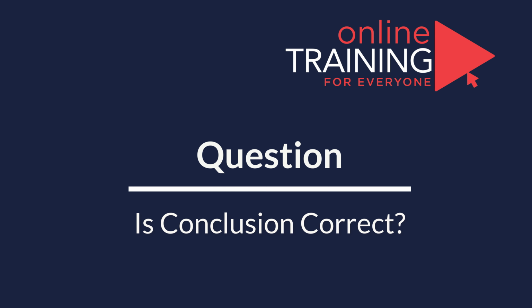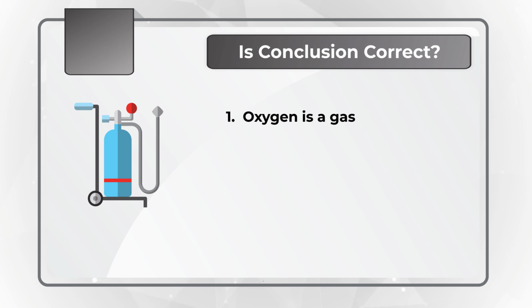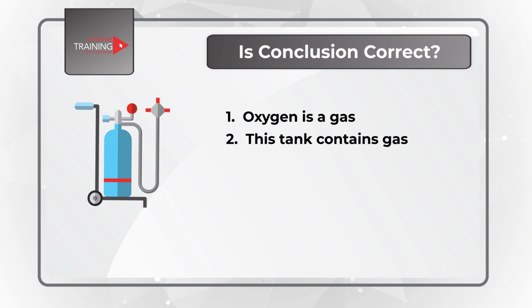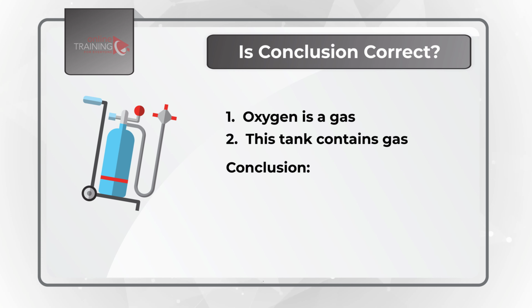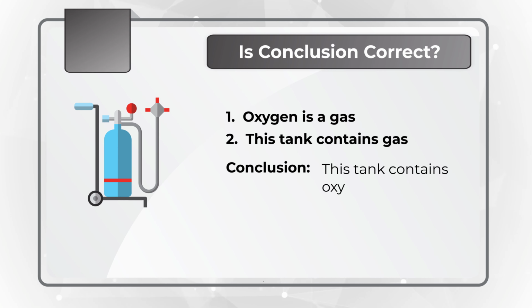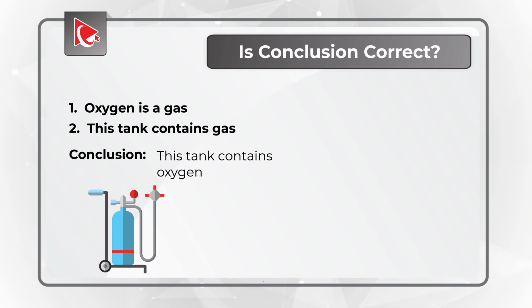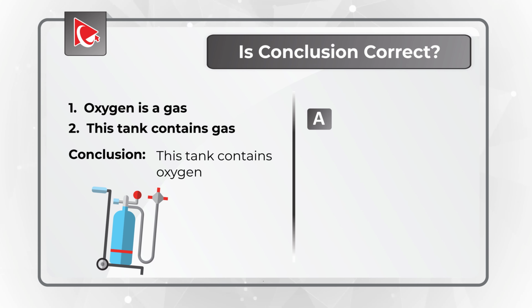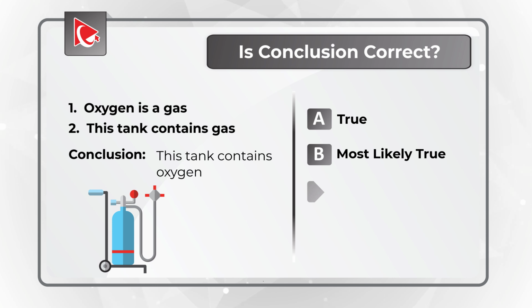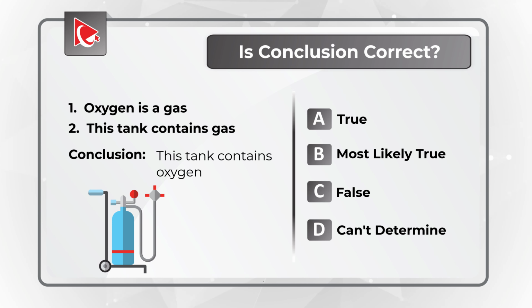Let's look at the question where you need to come up with the logical conclusion. Oxygen is a gas. This tank contains gas. The conclusion that was drawn based on these two statements is that this tank contains oxygen. You need to determine if this conclusion is correct, and your choices are choice A, true, choice B, most likely true, choice C, false, and choice D, cannot determine.